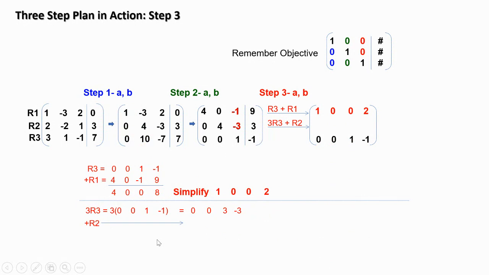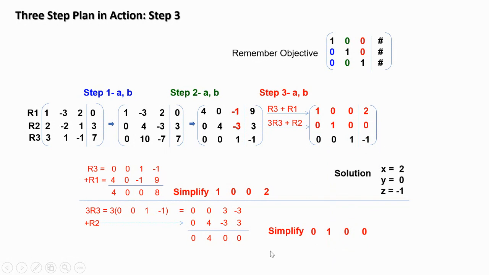Then we're going to add it to row 2. We just bring row 2 over. After we add them, it's going to give us 0, 4, 0, 0. And remember, since it has to be a 1, we divide everything by 4. Simplify, it gives us 0, 1, 0, 0. Which means this is my solution: 2, 0, negative 1.